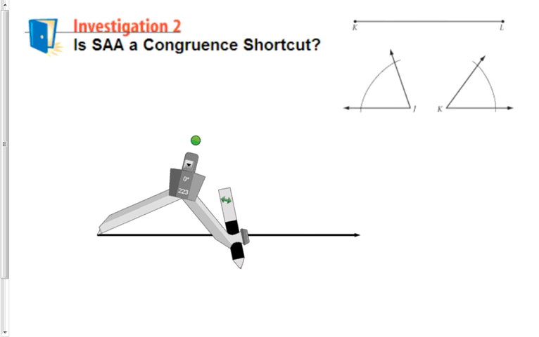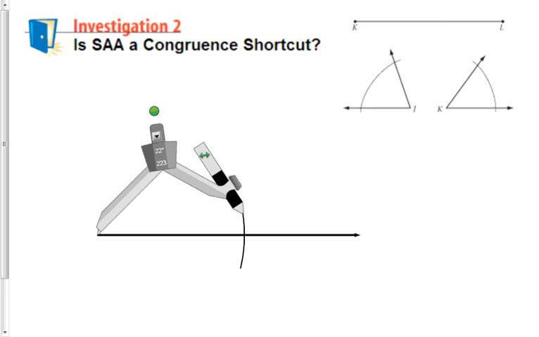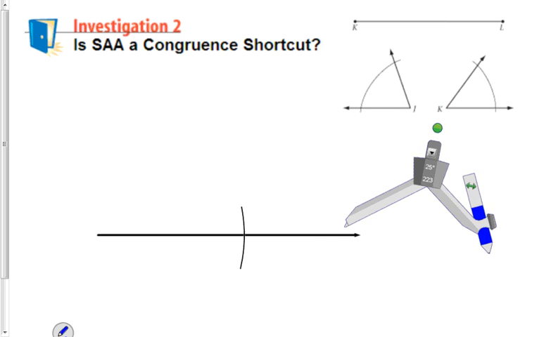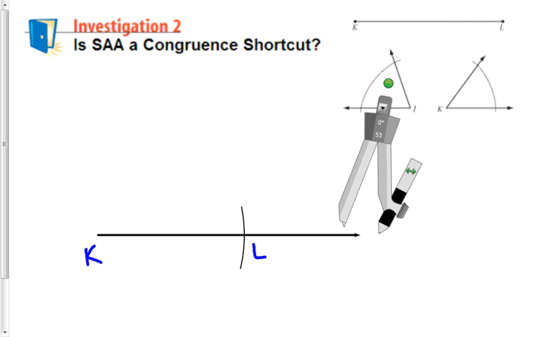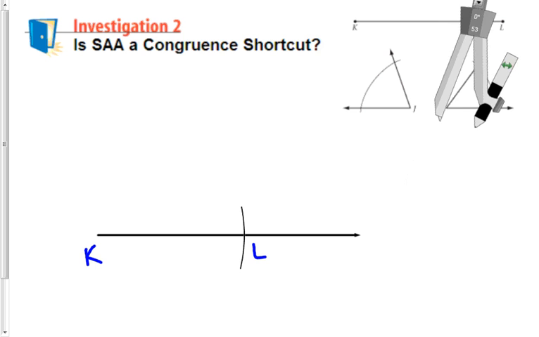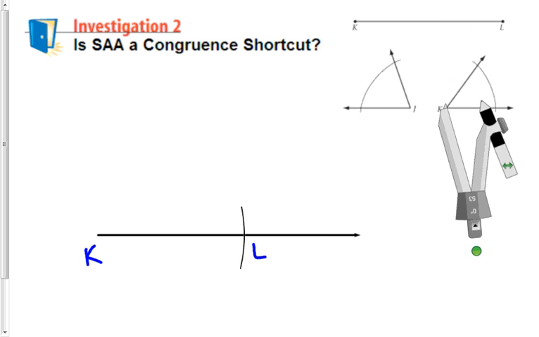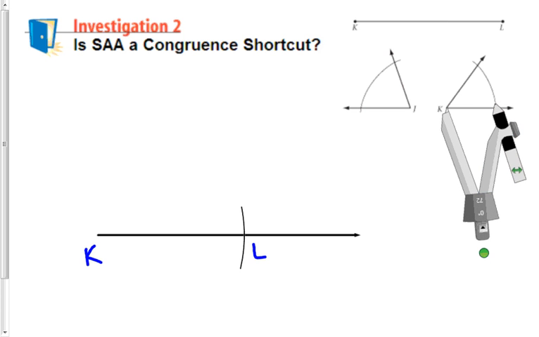So I'm going to call that first point K over there, and I'll call this point L. That's K, that's L. Okay, now we can duplicate angle K. So let's swing this around. Slide this out.